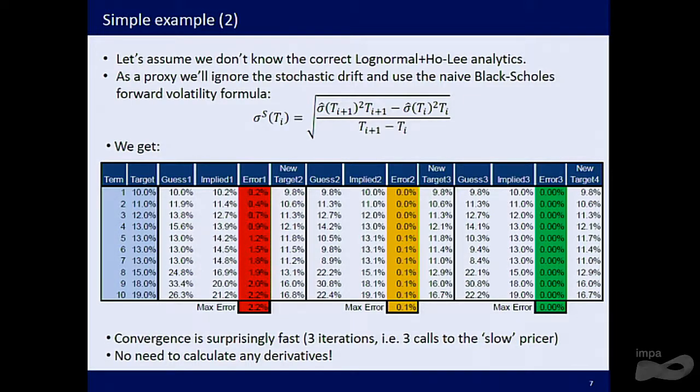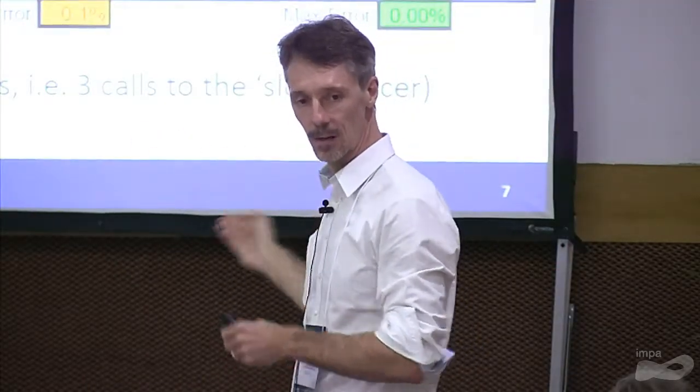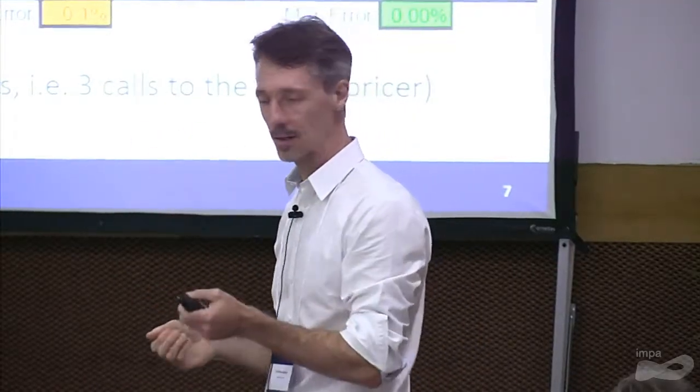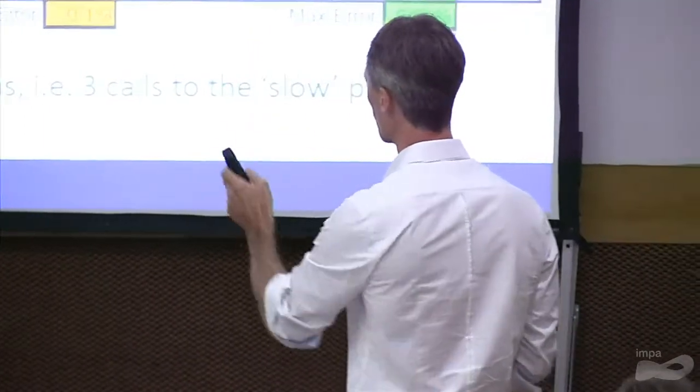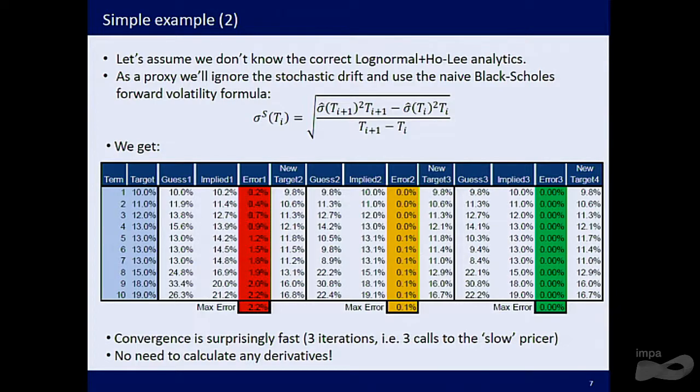And what we'll do is we'll say this is our proxy. And if it's slightly wrong at the first iteration, we'll just do it 2 or 3 times by correcting the target, as I've explained. So what we see, the targets are in the second column. The first guess are in the third column, called guess 1. And then we price properly, and we get implied 1. And then we see the errors.